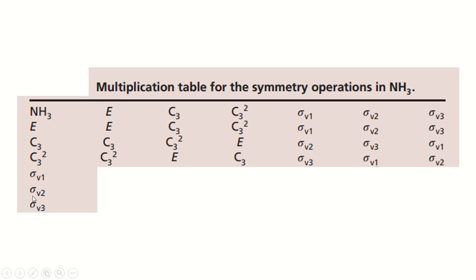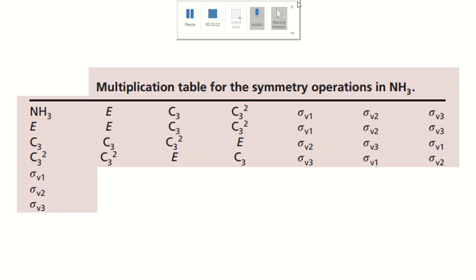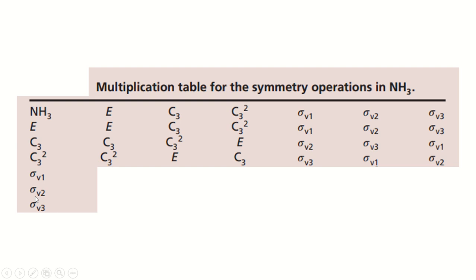Sigma V2 with C3: what will happen? We need to apply sigma V2 first, then C3. The resultant would be sigma V1. What happens when sigma V2 is applied with C3 twice? The resultant is sigma V3. So this is the result after applying sigma V2 with C3 twice.